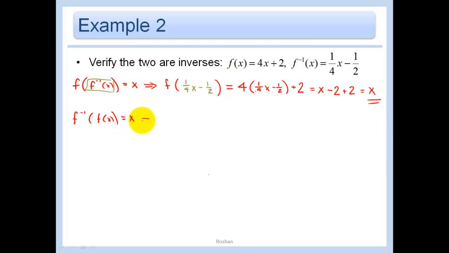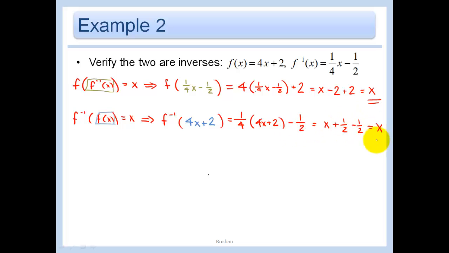Now let's do it the other way on this one. So we have f inverse of this guy. And what was f of x? F of x is 4x plus 2. So now we have to do f inverse to this guy. Everywhere I saw an x, replace it with this guy: 1/4 this guy minus 1/2. Distribute the 1/4. So we have x, 2 divided by 4 is plus 1/2, minus 1/2. Just pops out our x. Therefore, they are inverses. That's all you have to do.